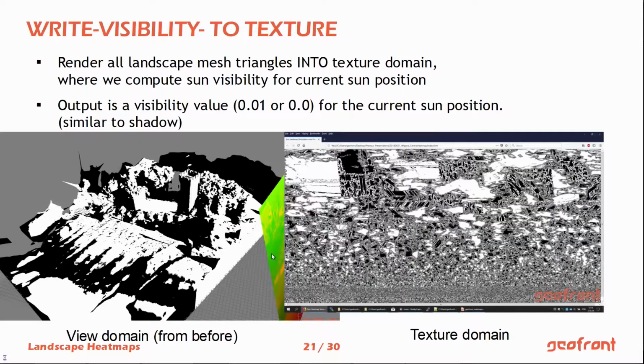So instead of rendering or trying to compute the heat map in the view domain, we take all the landscape mesh triangles and put them into the texture domain, where we compute the sun visibility for the current sun position. So the output in the texture domain is a visibility value of 0.01 or 0.0 for the current sun position, which is similar to the shadow mapping.